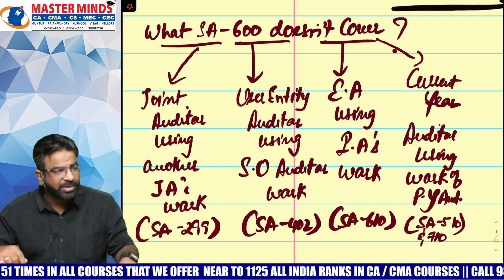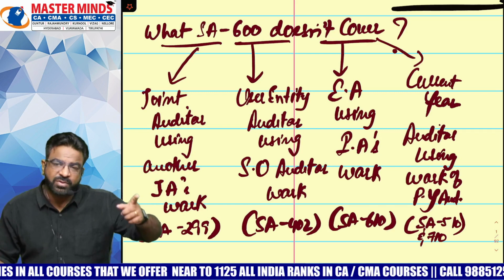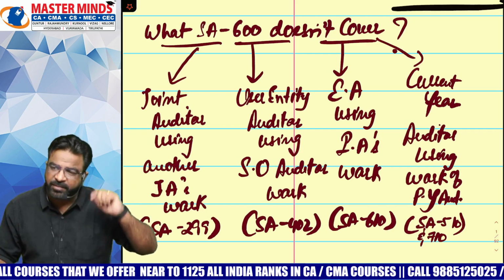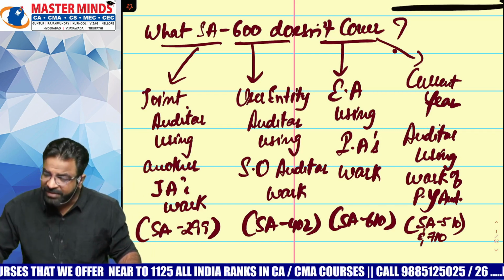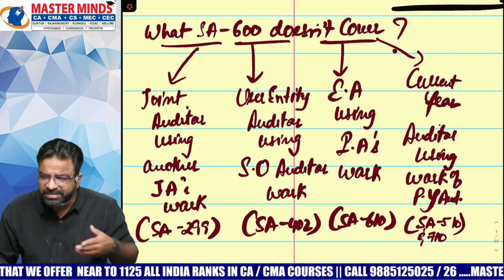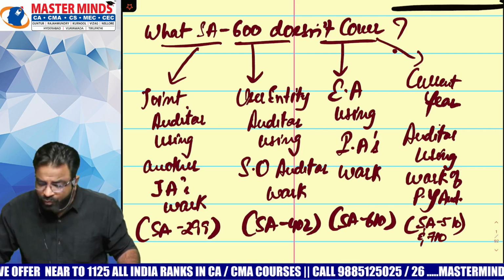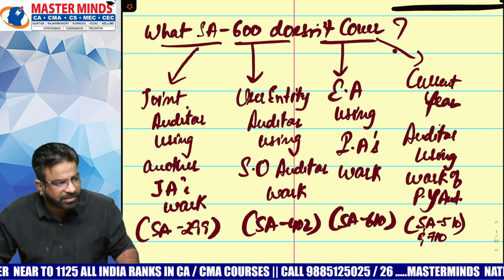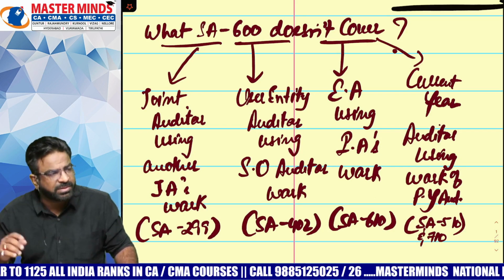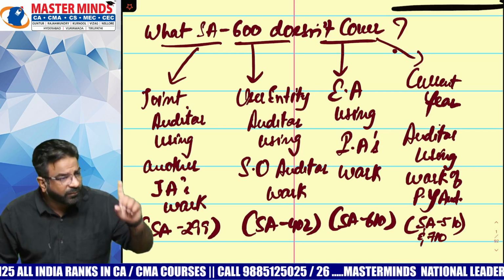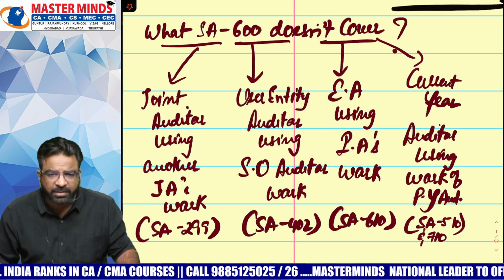One joint auditor using the work of another joint auditor is not covered under 600. It is covered where? 299. Okay, external using the work of internal? That is covered in 610. A user entity auditor using the work of a service organization auditor is covered under 402. Are you getting the point?